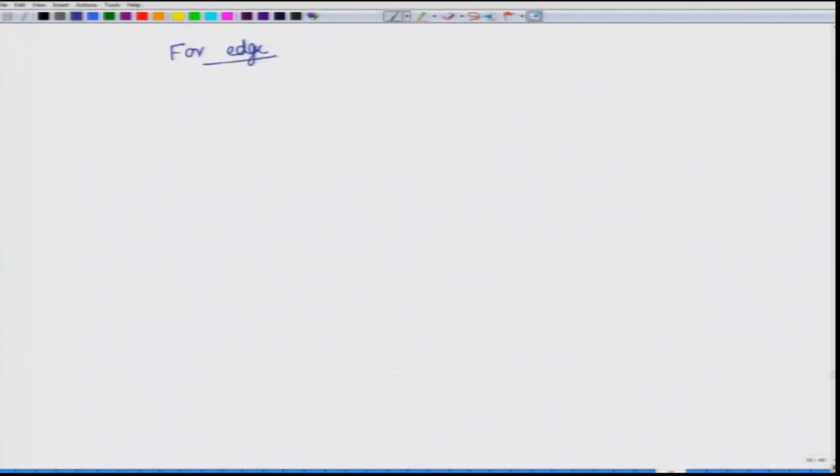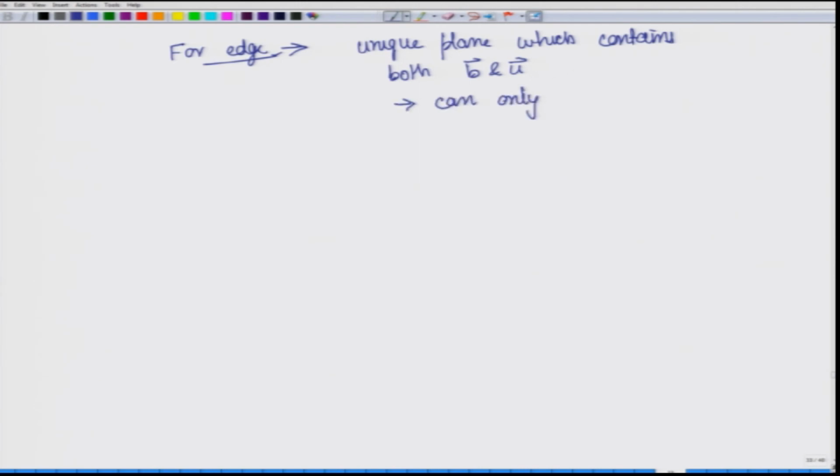Next, what we will look at is the glide of a dislocation. How does the real glide of the dislocation take place? For that, first try to understand how it will be different for a screw versus an edge. What we have said is that for an edge dislocation, the slip or the glide must take place on the plane which contains both the Burgers vector as well as the line vector. For edge, this is a unique plane which contains both b and u, which means that the edge dislocation can only glide on the same plane.